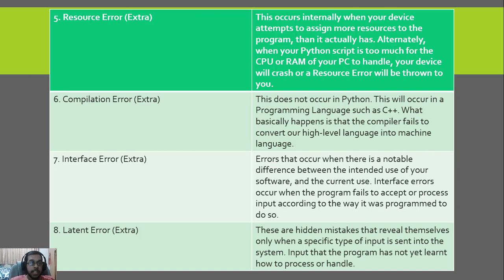Number 7. Interface error. Extra. Errors that occur when there is a notable difference between the intended use of your software and the current use. Interface errors occur when the program fails to accept or process input according to the way it was programmed to do so. Number 8. Latent error. Extra. These are hidden mistakes that reveal themselves only when a specific type of input is sent into the system, input that the program has not yet learned how to process or handle.